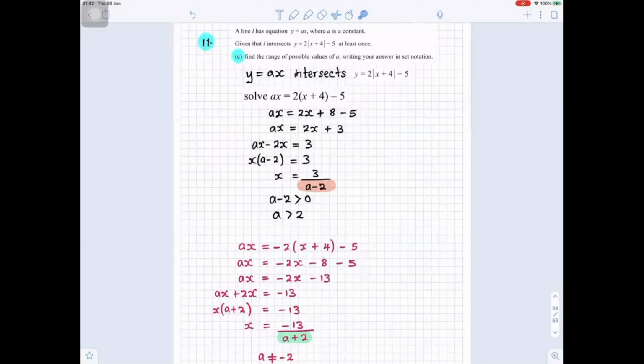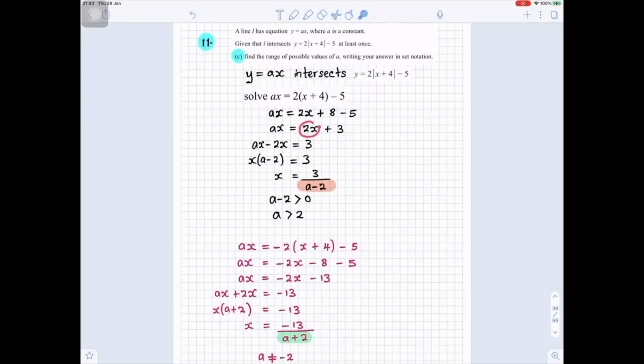Part 11c says find the range of possible values of a. Write your answer in set notation. So if y equals ax intersects y equals 2 absolute value of x plus 4 minus 5, we want to solve ax equals 2, bracket x plus 4, minus 5. So we can have ax equals 2x plus 8. You remove the bracket. 2 times x is 2x. 2 times 4 is 8. So ax equals 2x plus 8 minus 5, which is 3.